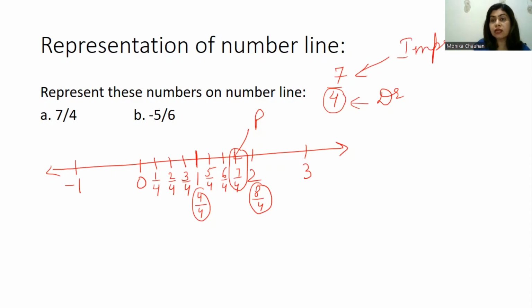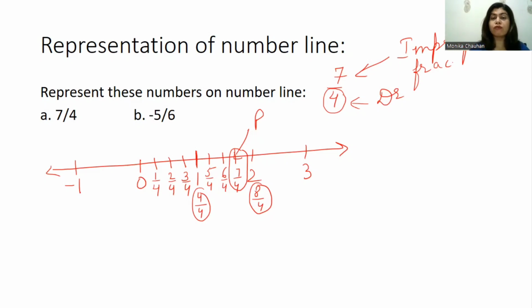Yes, because why it is an improper fraction? Because numerator is greater. So when numerator is greater, in that case, I will know it's an improper. So it will go beyond 1. It will go after 1. Okay. So whenever you have something like improper fraction, always remember you always will get a point after 1.